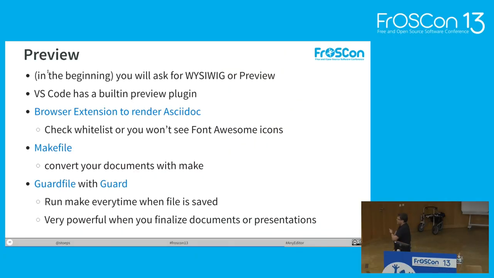I think when you want to start with Asciidoc, you will ask for some preview, because it's sometimes hard to write something and not know what the rendering will be when you are ready with the document. So with Visual Studio Code, there is an already built-in preview plugin. I think you need to additionally install it. There are browser extensions for most of the common browsers which render Asciidoc directly.